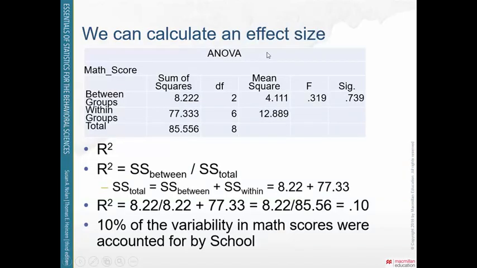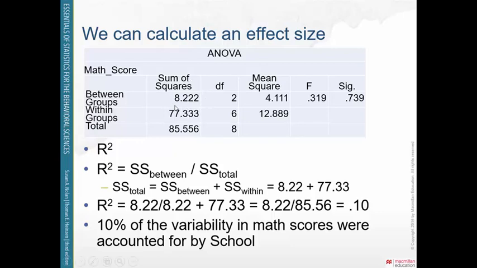We can calculate an effect size. Remember, R squared is sums of squares between over sums of squares total. This is your source table. So sums of squares between, which we've already calculated. We calculated this in our last PowerPoint, so maybe you still have your notes on that.